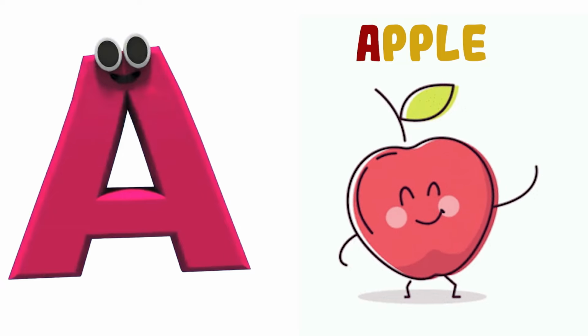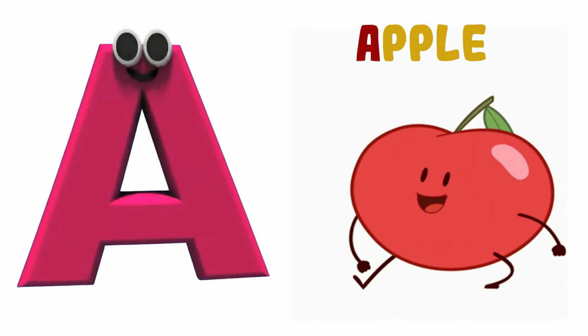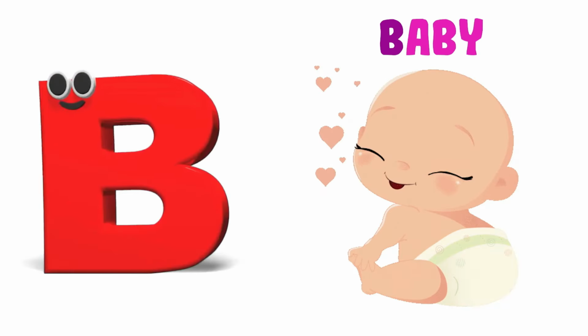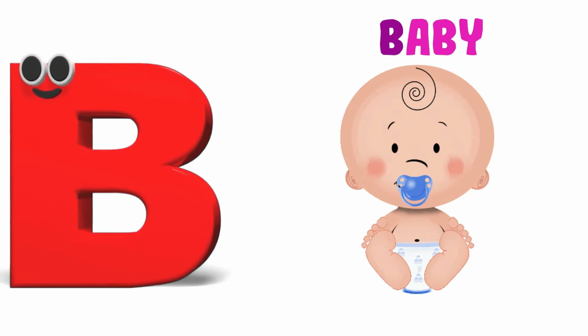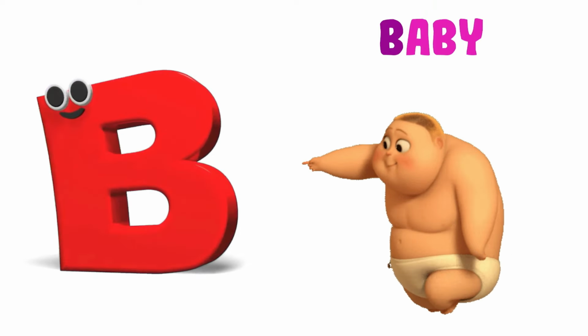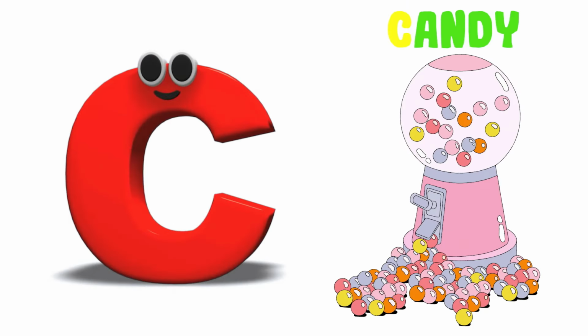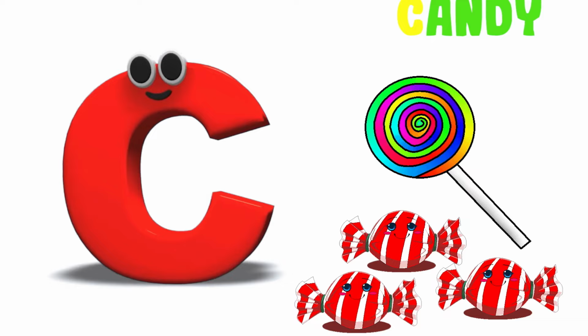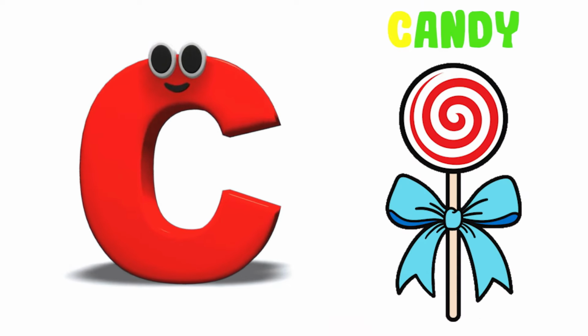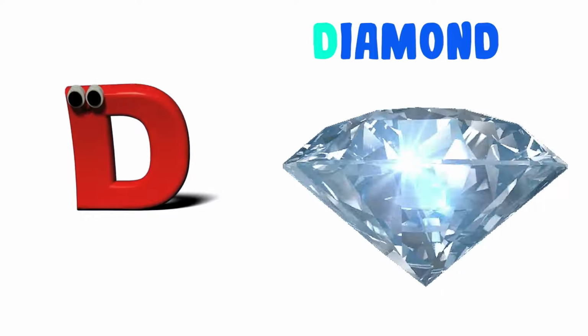A is for apple, a, a, apple. B is for baby, b, b, baby. C is for candy, c, c, candy. D is for diamond.